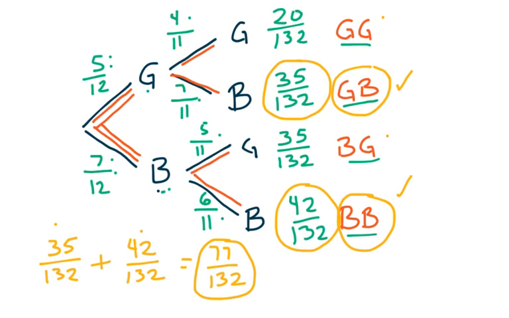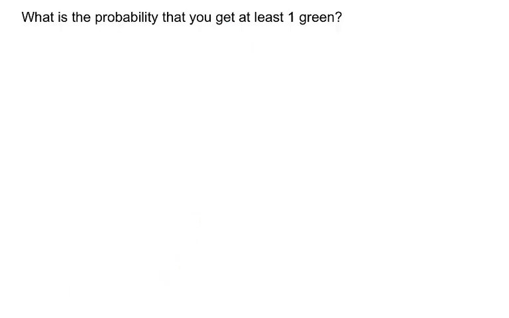If we want to write that as a decimal, it is 0.5833. And if we wanted to write it as a percent, it would be 58.33%. Let's look at one more. Using all the same conditions as before, we start out with 5 green and 7 blue candies. We're going to pick one out, and then without replacement, we're going to pick another one out. What is the probability that we get at least one green? So that means we need at least one green, one or more green pieces of candy in our 2 picks.